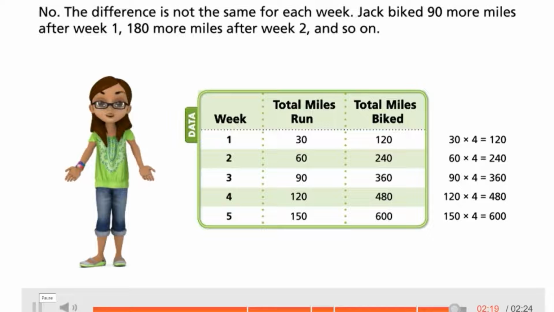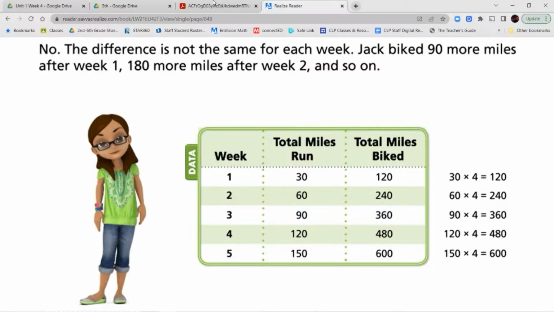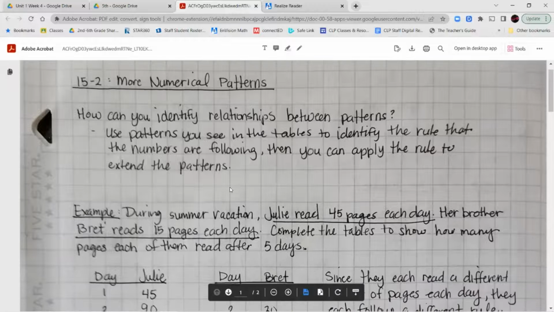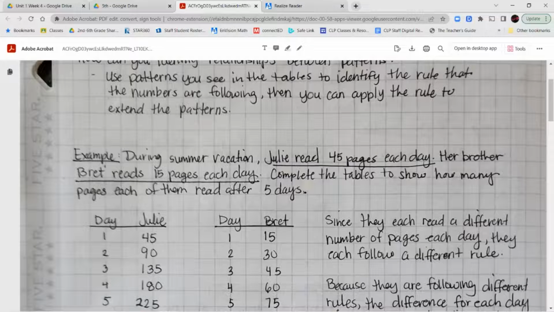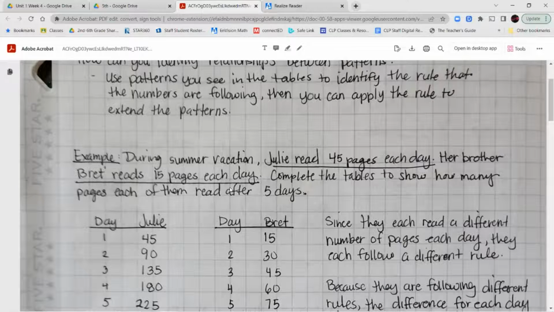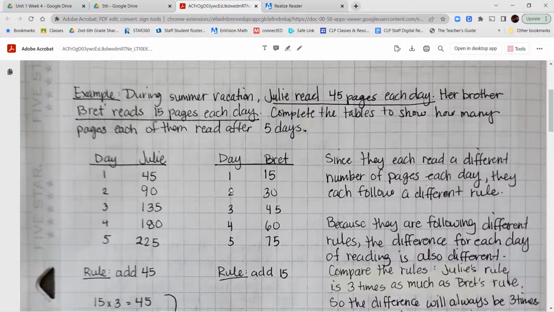Now you know how you can identify relationships between patterns. All right, let's go ahead and get into our notes and guided practice. So here, our focus question is how can you identify relationships between patterns? You can use the patterns that you see in the tables to figure out the rule that the numbers are following, and then you can apply that rule to extend your patterns.